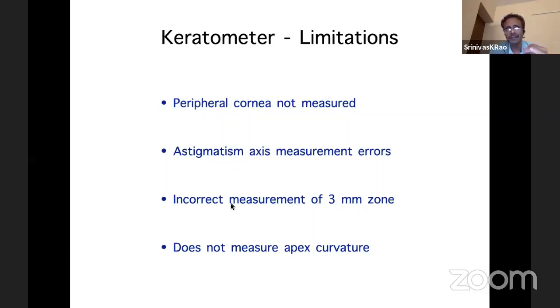And depending on the curvature of the cornea, if you have a very steep cornea, it mirrors a very small image. Therefore, you measure less than 3 millimeters. And if you have a very flat cornea, it measures a larger image, and therefore you get larger than 3 millimeters. And you don't measure the apex itself. You're measuring the 3 millimeter alone.